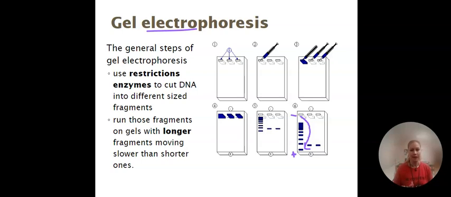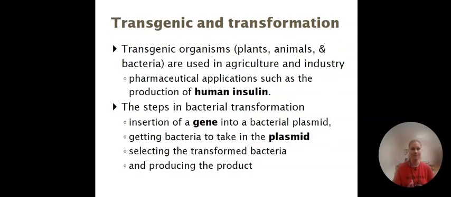The shorter the fragment, the farther it'll go. So to create a DNA fingerprint from a gel electrophoresis, it is the charge and the size of the DNA that causes it to move. Because again, DNA has a negative charge, and again, the smaller the fragment, the farther it'll move.